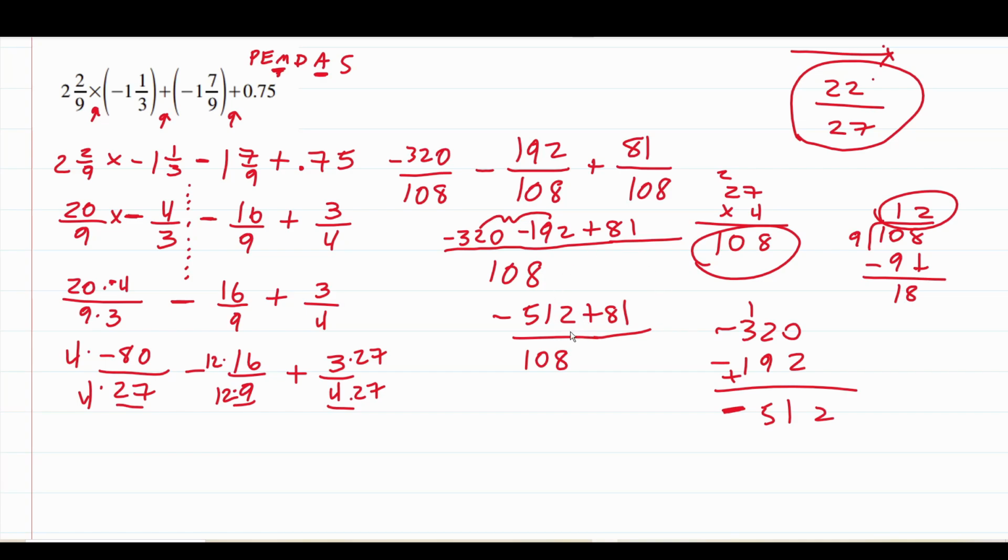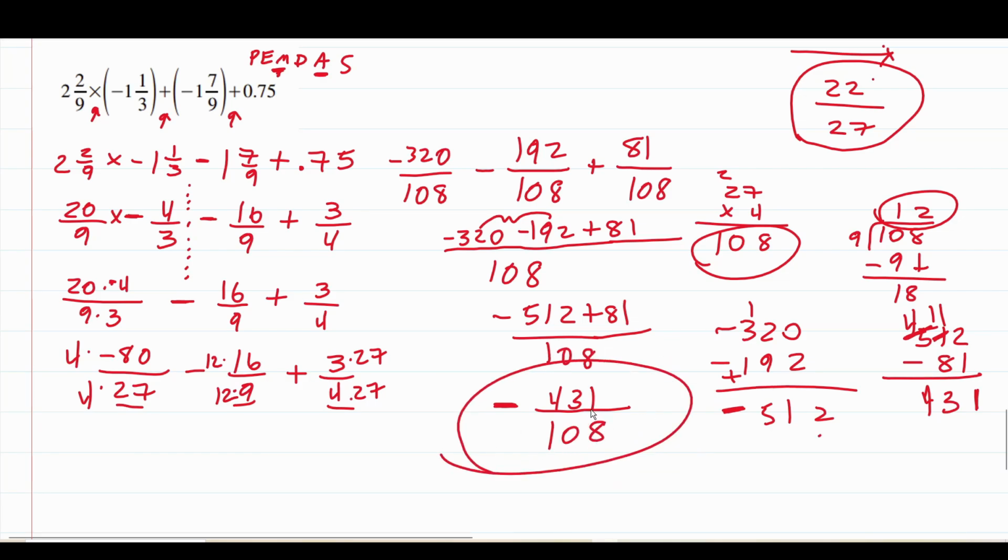And now we have to work out this. Again, this is negative 512 plus 81. The way I'm going to do it is like this. 512 minus 81. But I know my result's going to be negative. All right. So 2 minus 1 is 1. 1 minus 8 we can't do, so we have to borrow. This becomes 4. This becomes 11. 11 minus 8 is 3. And that's 4. So this is negative 431 over 108.